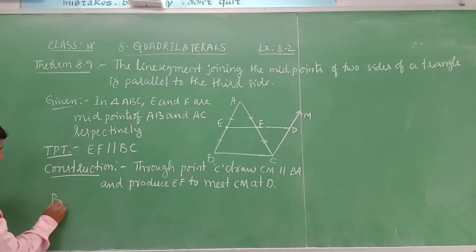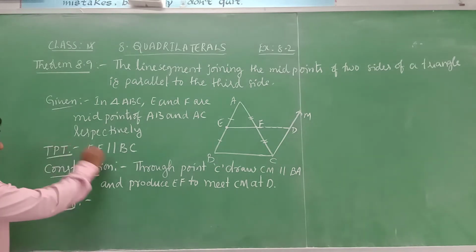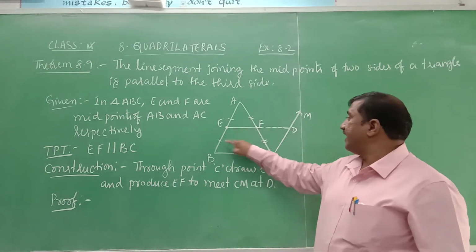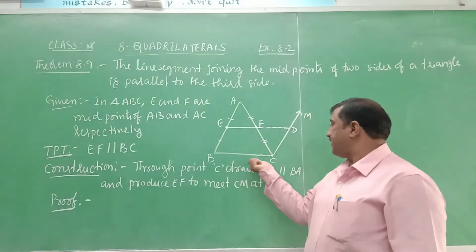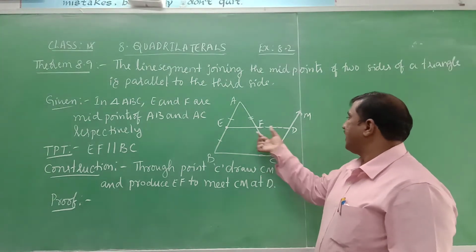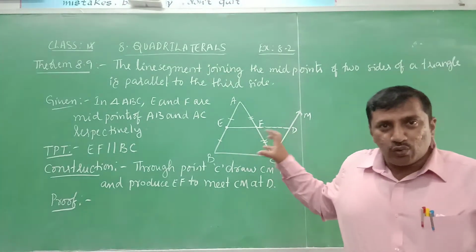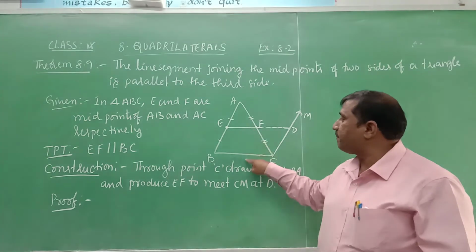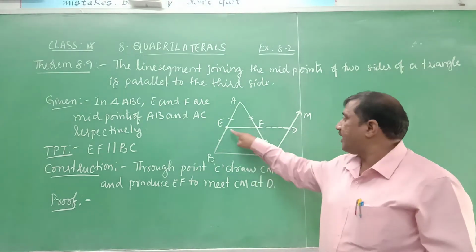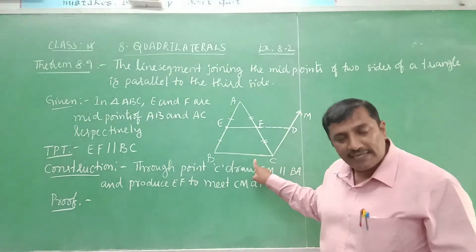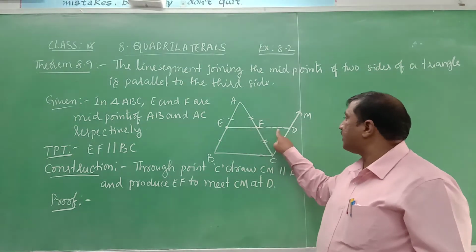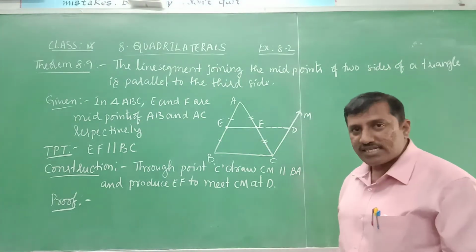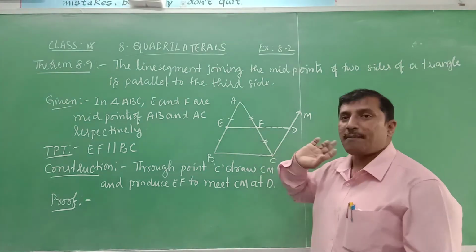Now we need to prove. How do we prove this? See here we got a quadrilateral BCDE, having four sides CD, ED and BE. If we prove this quadrilateral is a parallelogram, then the opposite sides are parallel to each other. That is ED is parallel to BC, but EF is a part of ED. Hence EF is also parallel to BC. Our proof is done. Now how do you prove that it is a parallelogram?